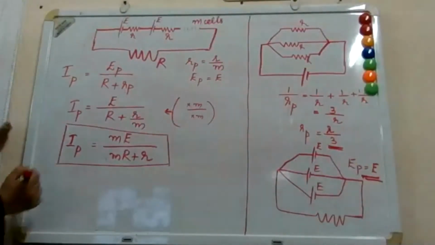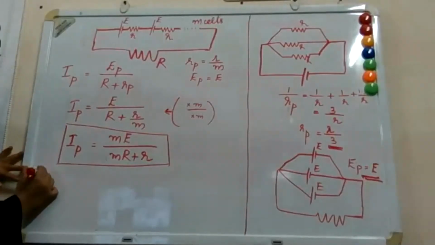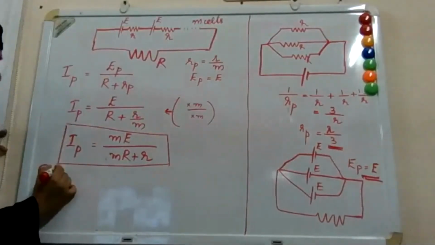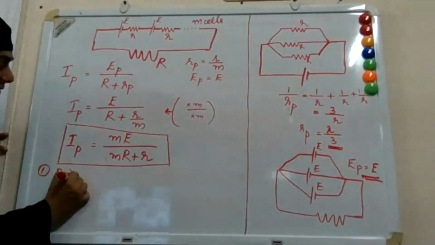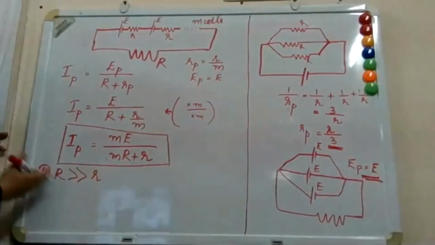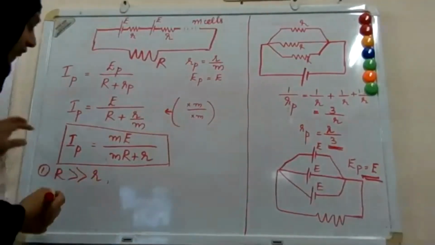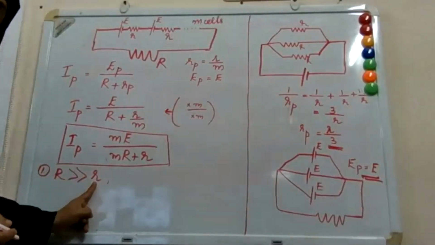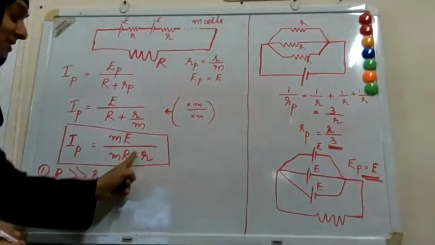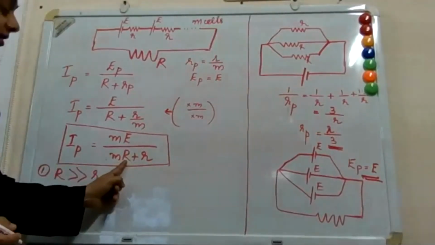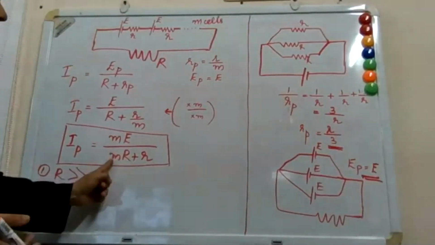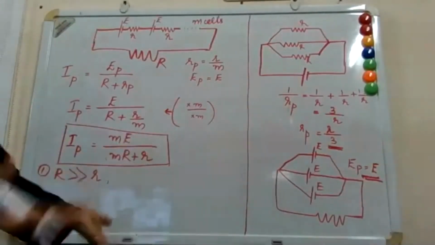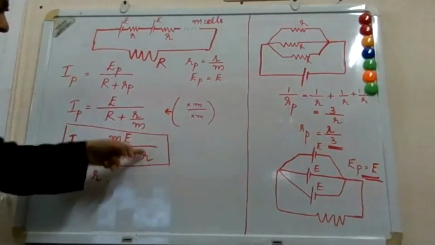I hope yes. So now let us take the first and second cases as we did before in the series combination. Let us take the first case. R is very much greater than small r. This will be the usual case. Then what can be neglected? Small r can be neglected compared to M times R, right? If R is 100 and there are 3 cells, this will be 300, this will be 0.1. So 300.1 is approximately 300. So we can neglect small r.